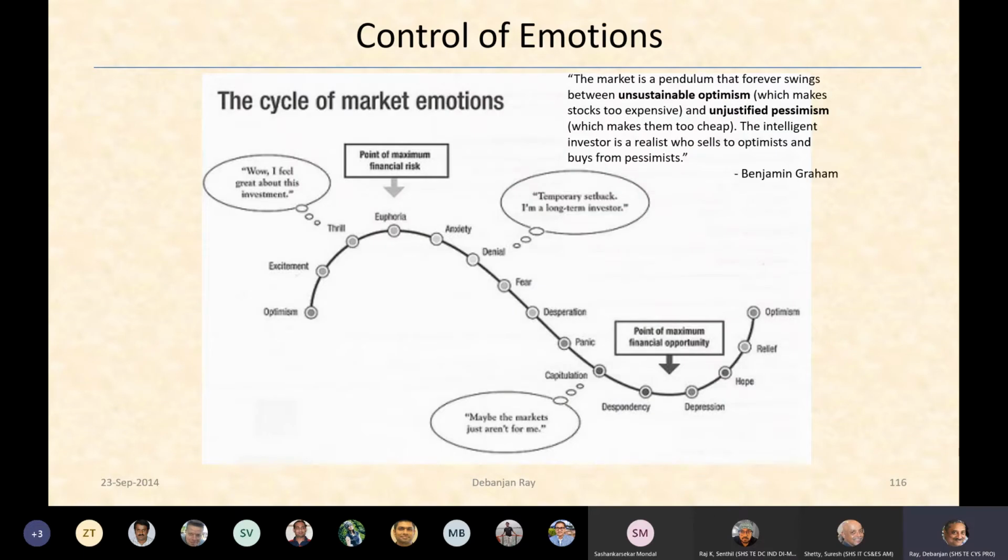Now, here is the cycle of the stock market. Whenever prices are high, you are totally euphoric and you feel like you are at the top of heaven, and you become a little bit complacent also.